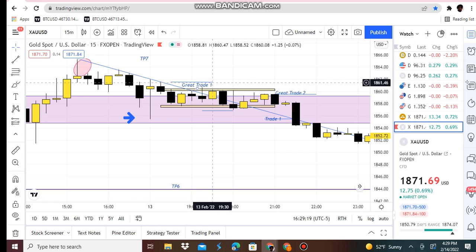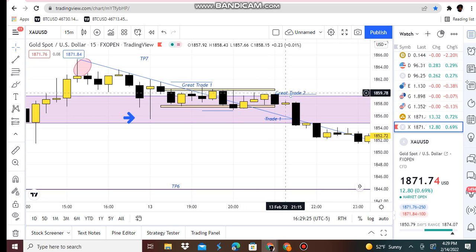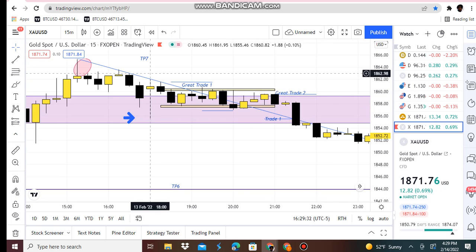Great trade one. Once price makes a lower high at great trade one, it makes a lower low all the way down to 1857, and then makes a lower high to 1859, great trade 2. And this is the lowest low. Price made this lower low. This is the lowest low price made February 13th.